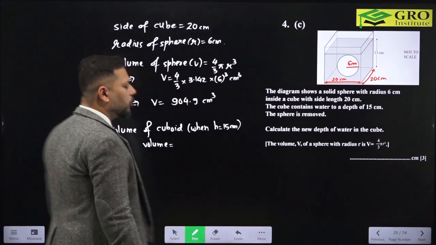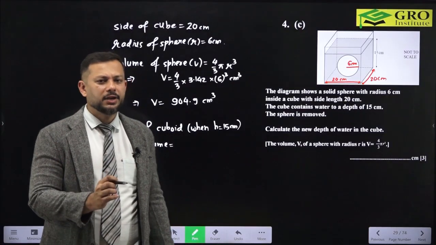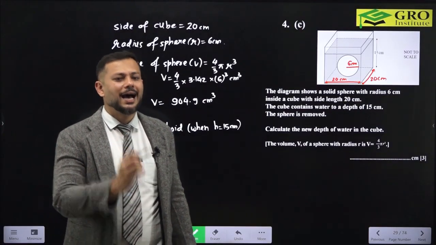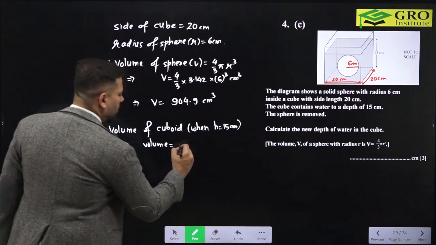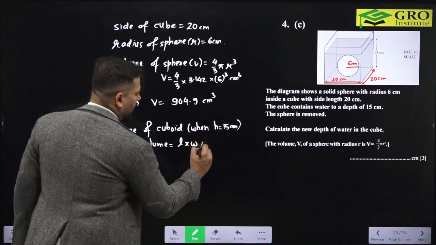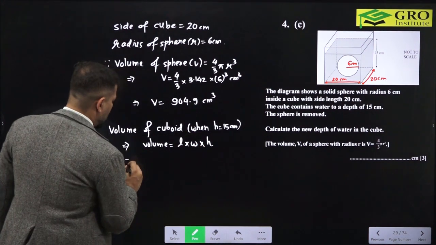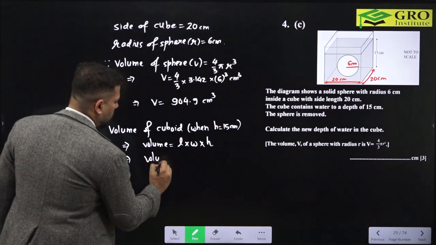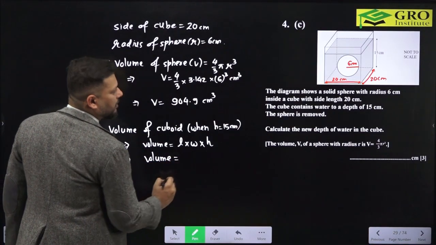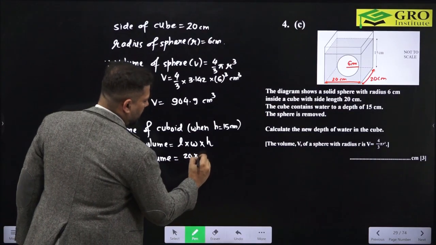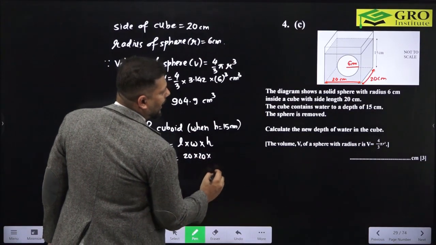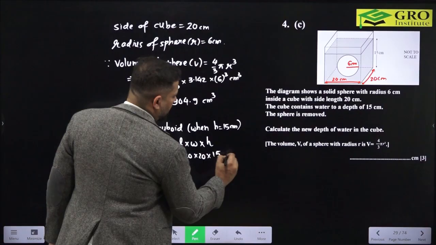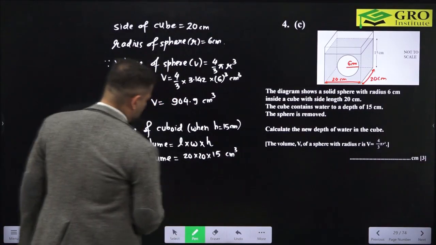Volume would be, what is the volume of a cuboid, guys? Length times its width times its height. So what is given? Length times width times height. Let us substitute the values. What is the length? Length is 20, width is also 20, and height happens to be 15. This all would be in centimeter cube.